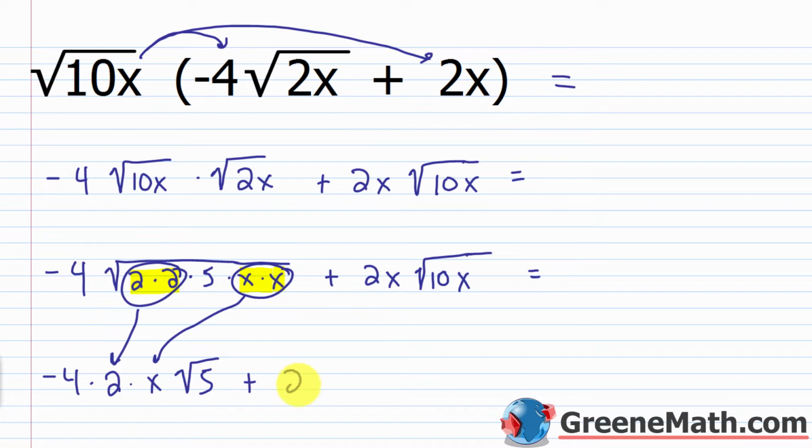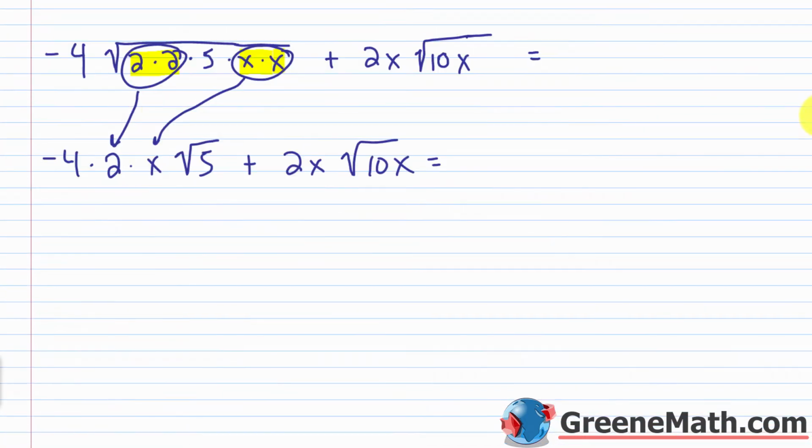And then plus 2x times square root of 10x. Let me scroll down here. So negative 4 times 2 is negative 8. So this would be negative 8 times x, so negative 8x, then times square root of 5, then plus 2x times square root of 10x. So that's going to be my simplified answer there. I don't have like radicals, so there's nothing else I can do, right? Negative 8x times square root of 5 plus 2x times the square root of 10x.